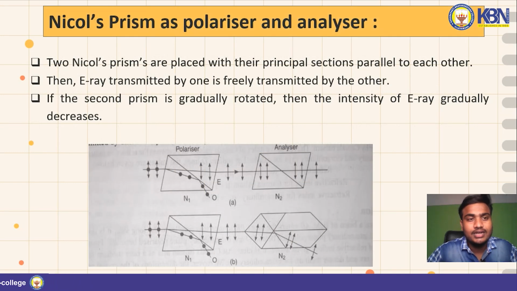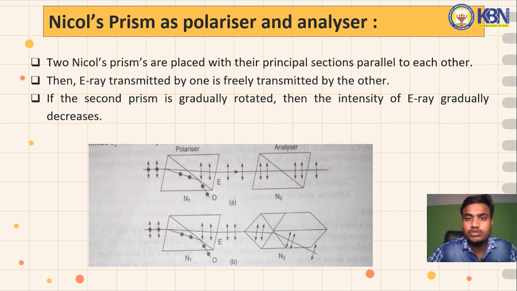Now coming to the uses, as I said earlier, the Nicol prism is used as both polarizer and analyzer. When two Nicol prisms are placed with their principal sections parallel to each other, the ordinary ray is eliminated, and only the extraordinary ray, whose vibrations are parallel to the plane of the paper, is transmitted by one and is freely transmitted by the other as well.